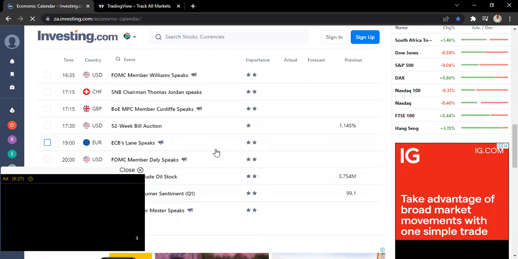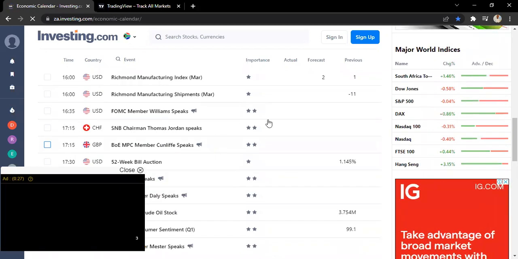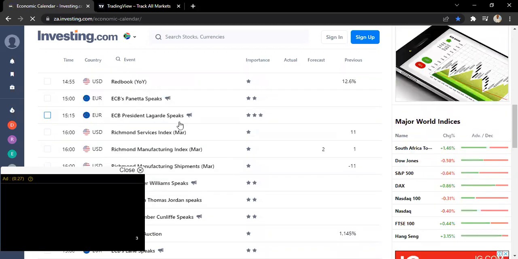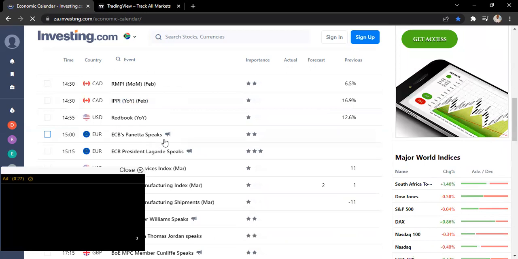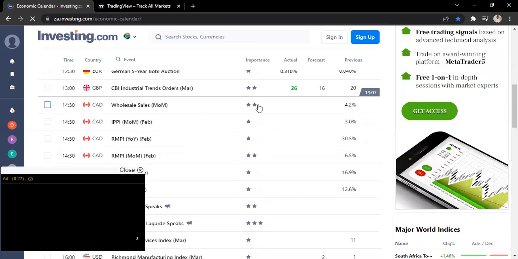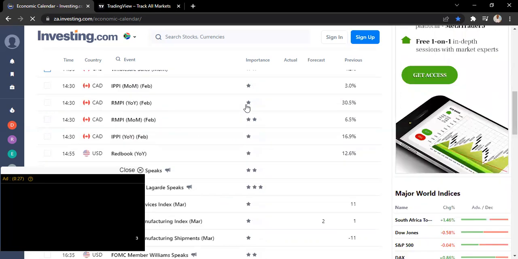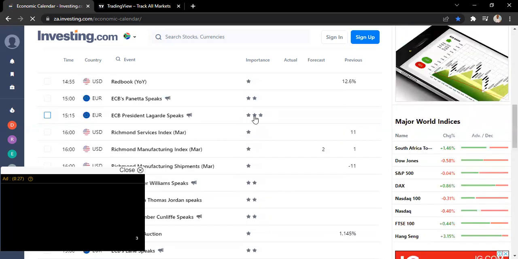Fundamental news. We are looking at the upcoming news events today, especially the IPP month on month and the RMPI year on year and month on month later this afternoon. Also, the IPPI year on year later this afternoon. This is coming from Canada. These are low impact and also medium impact news. Do you have high impact news?